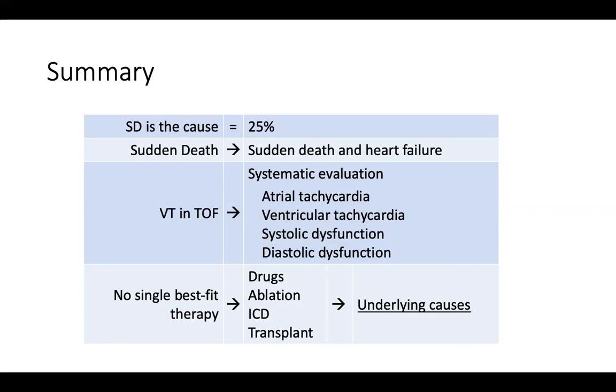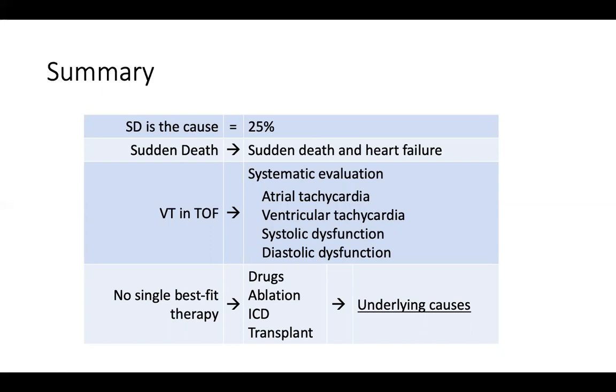We need to move over time from this model of VT into tetralogy of Fallot, which has taught us such an enormous amount, to this systematic evaluation that I kept talking about, that red arrow slide that I showed over and over, where you say to yourself, what's going on with atrial tachycardia? What's going on with ventricular tachycardia? Is there systolic dysfunction? Is there diastolic dysfunction? How do I demonstrate those things? And then to assure you that you're not alone, there is no single best fit therapy. Drugs, ablation, ICD, transplant, all of these things are options.